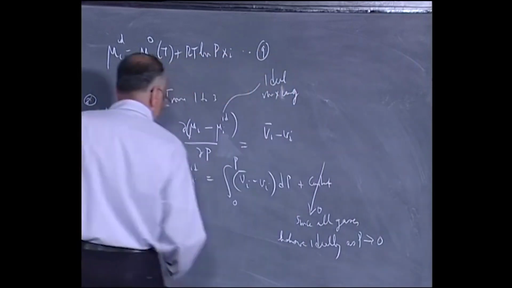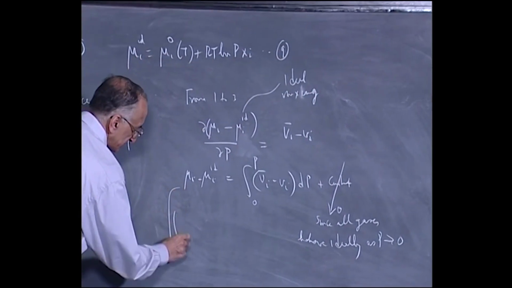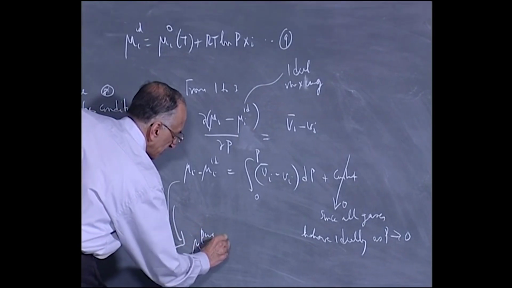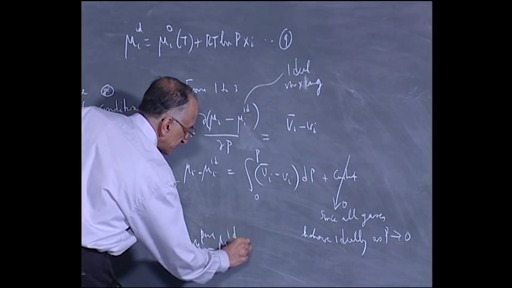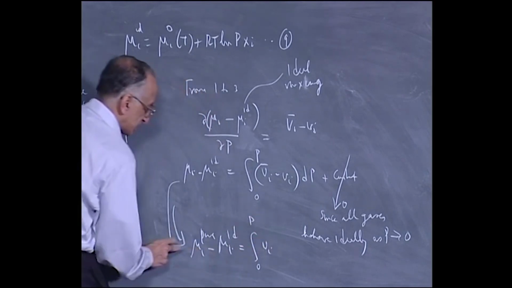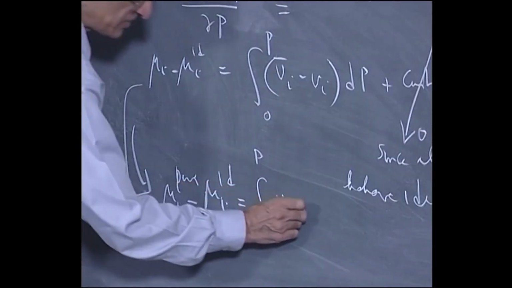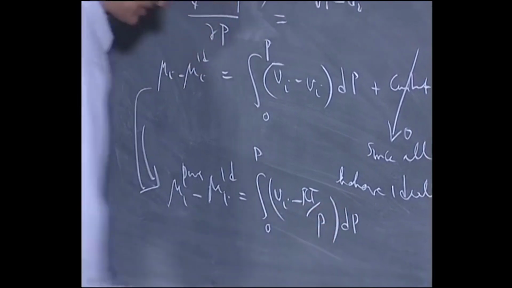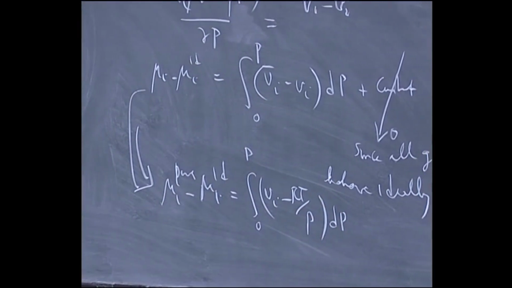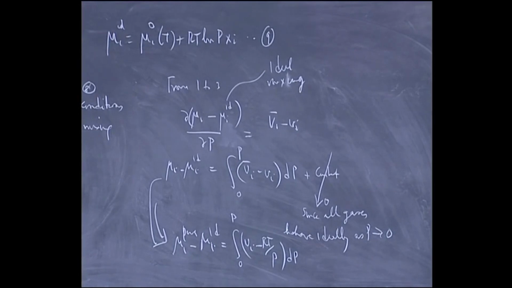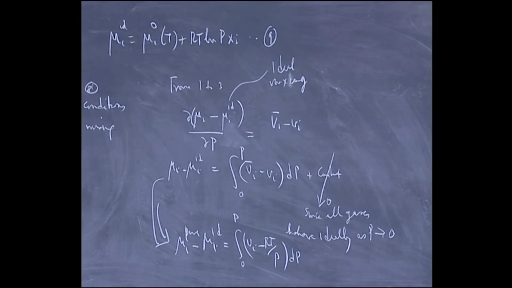Maybe I should write it here. See, it follows that mu I pure minus mu I ideal is simply equal to the integral from 0 to P. Because it is pure, Vi bar becomes simply Vi. The second case, because it is ideal, it becomes Vi minus RT dP. This is mu I ideal pure.